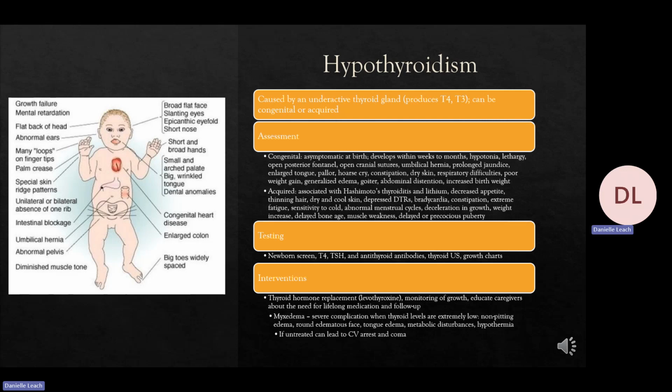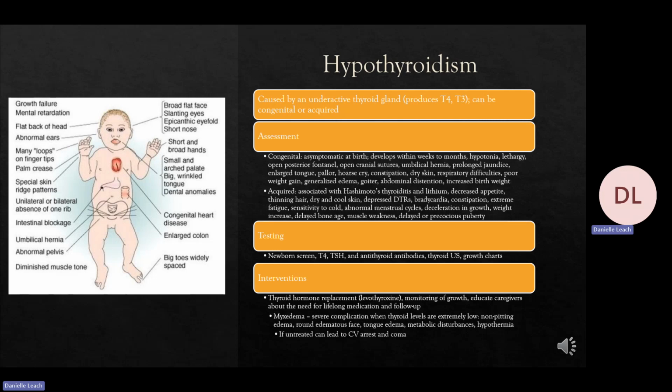School-age children may also start to show a decline in their school performance. They may also have a goiter on their neck. Diagnostic testing-wise, thyroid laboratory tests are part of the newborn screen in all states to test for congenital hypothyroidism. In children with suspected acquired hypothyroidism, we can test for T4, TSH, and antithyroid antibodies. We can also do a thyroid ultrasound to see if there is anything wrong with the thyroid gland. And we can also plot the child's growth velocity on growth charts.